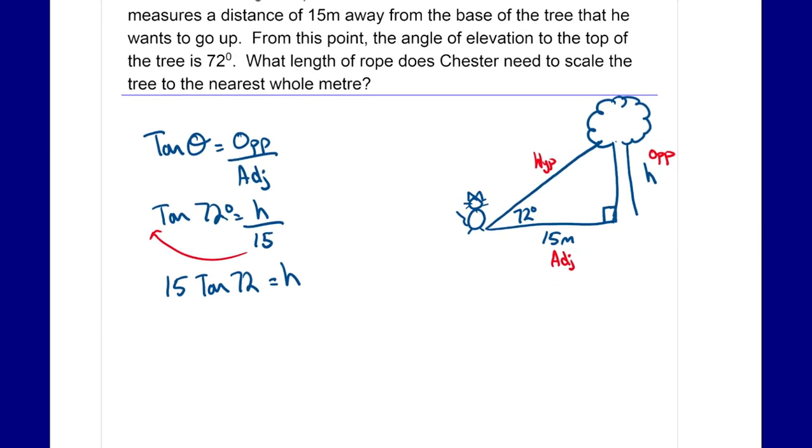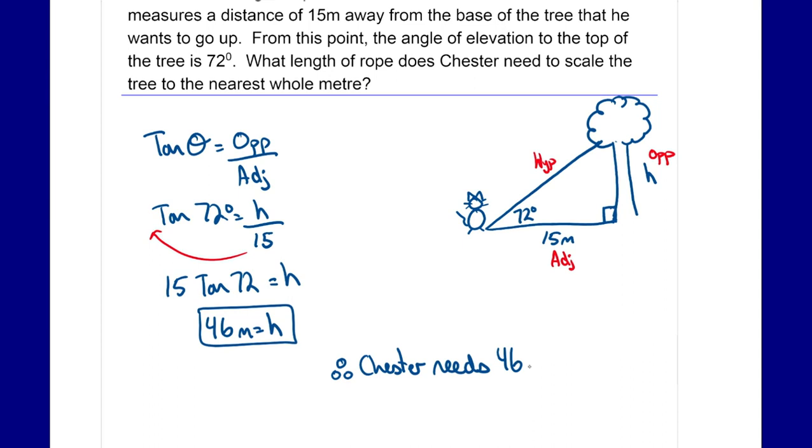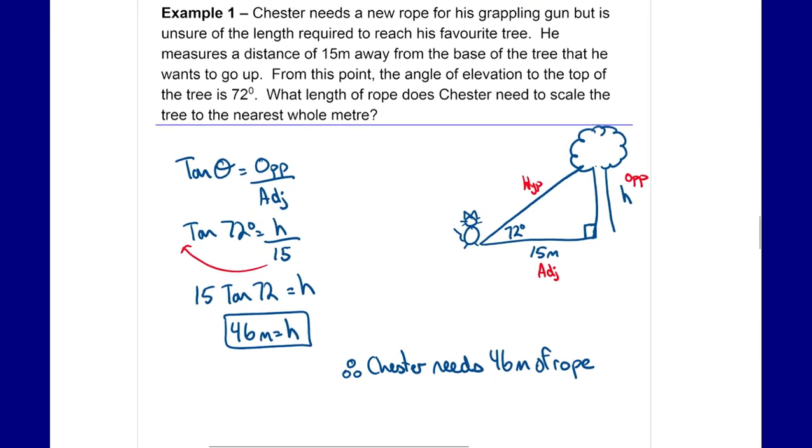And we get, rounding it to the nearest whole meter, 62 meters equals h. So therefore, Chester needs 46 meters of rope. So again, just an example of using our primary trig ratios to help us find a missing side length.